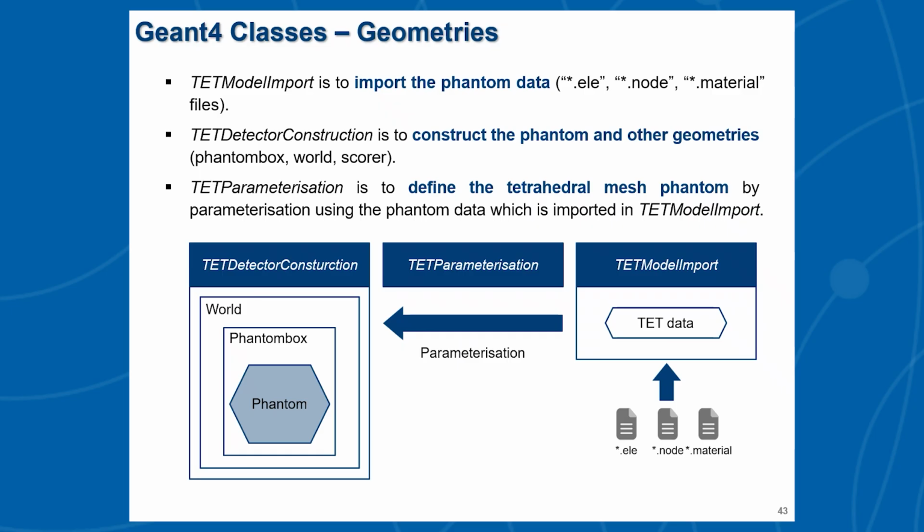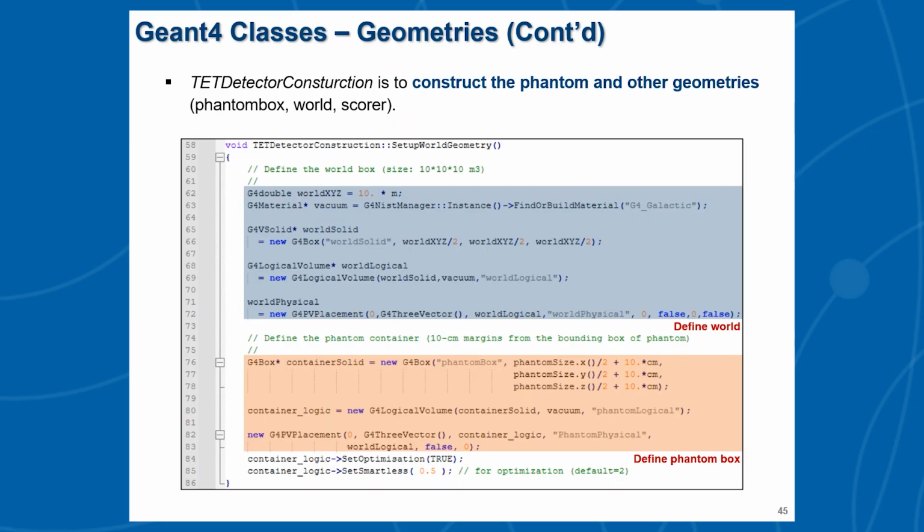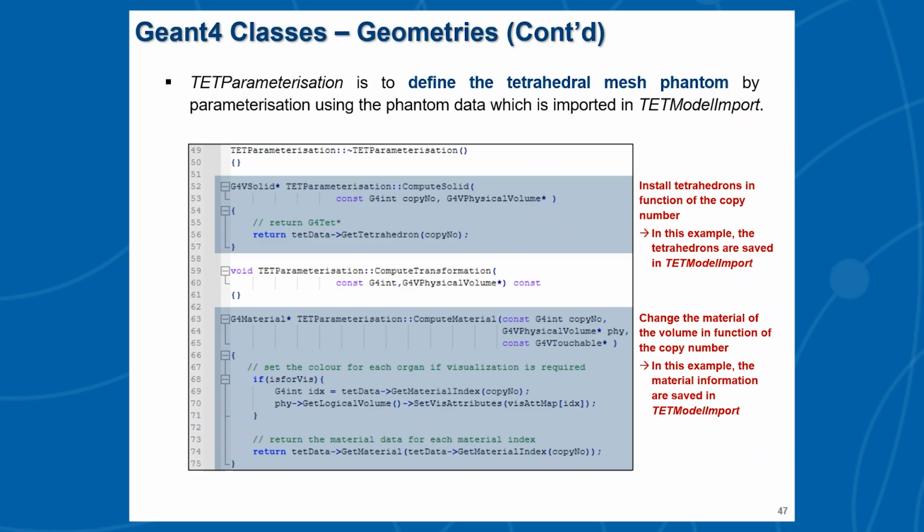When you run the JANT4 code, the TET model import class imports the element and node files using the data read function and the material file through the material read function. After the data read, in the TET detector construction class, the world boundary and the phantom box are defined. Also, the parameterization class was used to fill the phantom box with the tetrahedrons in the detector construction. The tetrahedrons are installed in the phantom box using the compute solid function of the TET parameterization class. And the materials are applied to each tetrahedron via the compute material function.